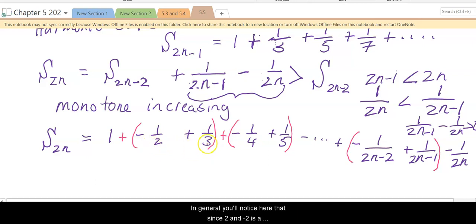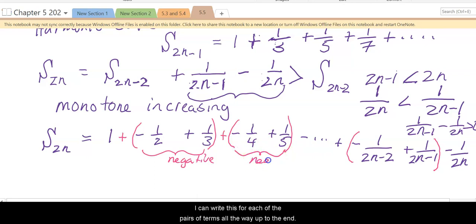In general, you'll notice here that since 2n minus 2 is a smaller denominator, but is negative, this means that it is in fact larger in absolute value. Because the larger denominator makes the fraction smaller, and since it's the negative one that has the smaller denominator, that means that each of these values will come up to be some negative number. I can write this for each of the pairs of terms all the way up to the end.